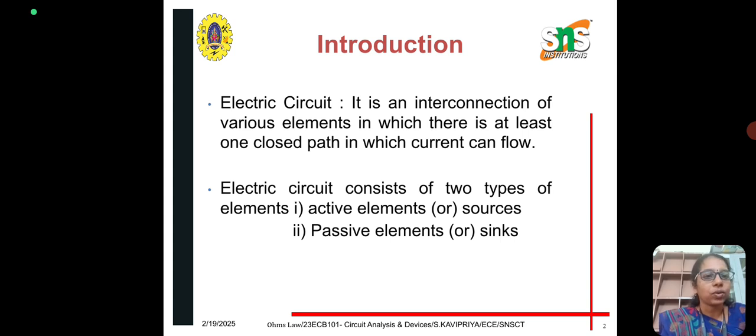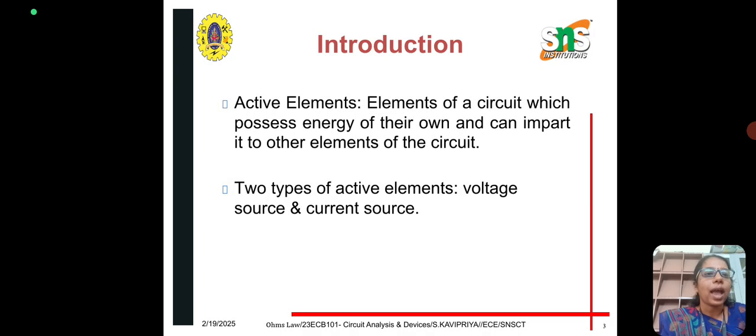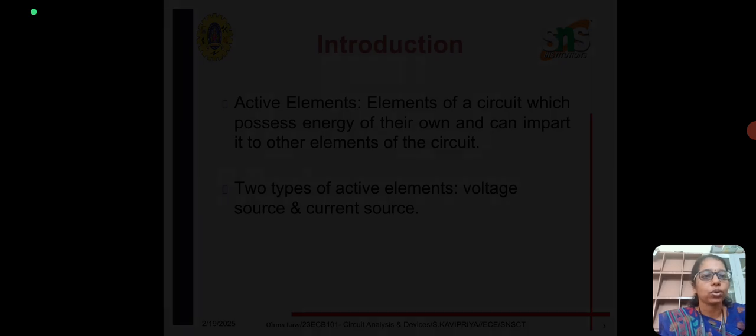Electric circuits consist of two types of elements. They are active elements or sources, and passive elements or sinks. An active element is an element of a circuit which possesses energy of its own and can impart it to other elements of the circuit. There are two types of active elements. They are voltage source and current source.